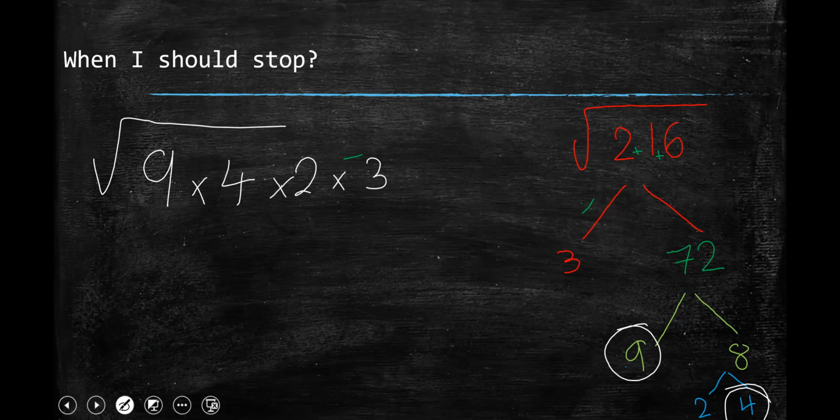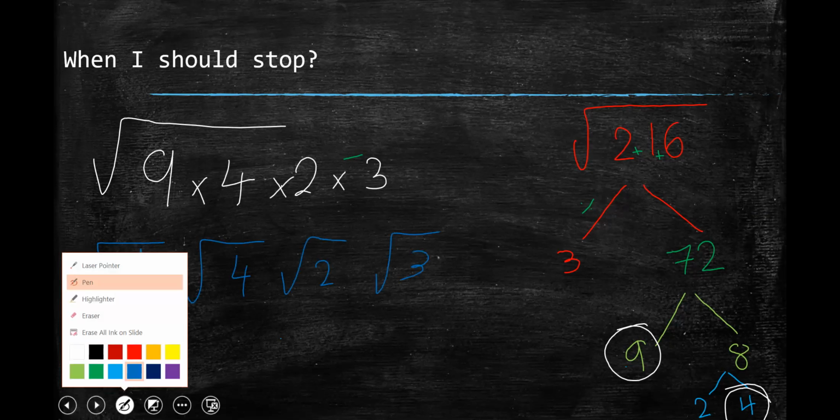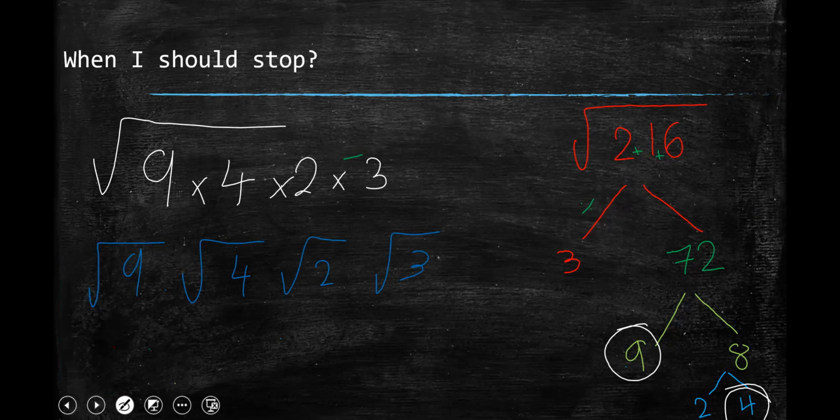Then after that, I want you to distribute the square root into the 4 numbers. Then, what is the square root of 9? 3. Square root of 4? 2. Square root of 2, I keep it as it is. And the square root of 3, keep it as it is. Then look at the final answer here. It is 6 square root of 3 times 2.